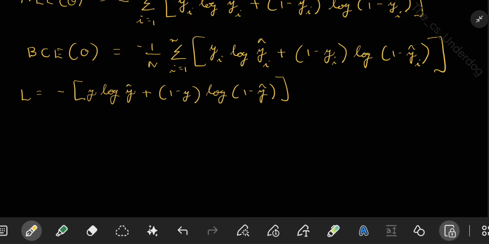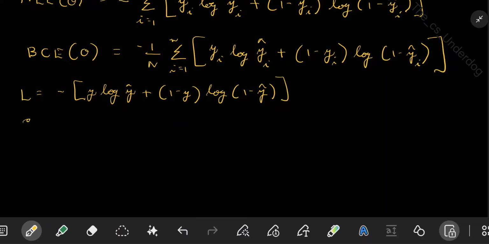What is the first thing I want to do? I want to find the gradient with respect to y cap. That is what I want to find: del L by del y cap. First I'll find this term's gradient, then I'll find this term's gradient, then I can simply sum them. That is the easiest way. So I'll take the first term's gradient.